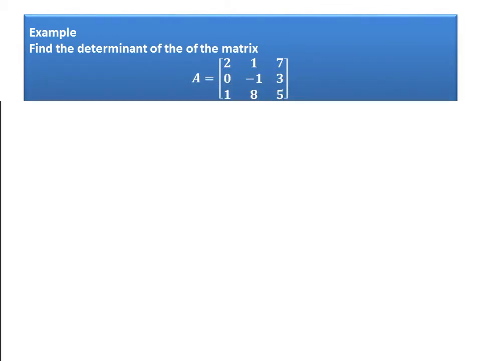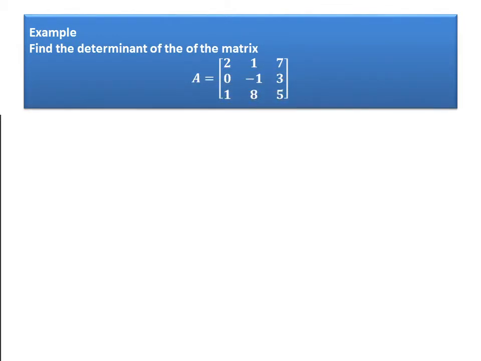Let's have an example to explain this. Example: find the determinant of the matrix A, which is a 3 by 3 matrix. I read it row by row. The first row: 2, 1, 7. The second row: 0, -1, 3. The third row: 1, 8, 5.